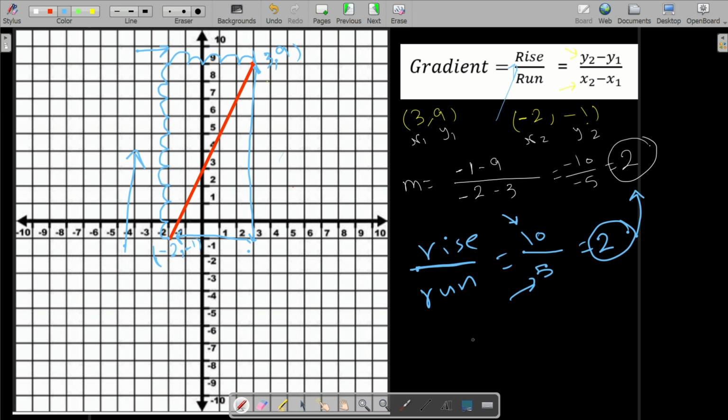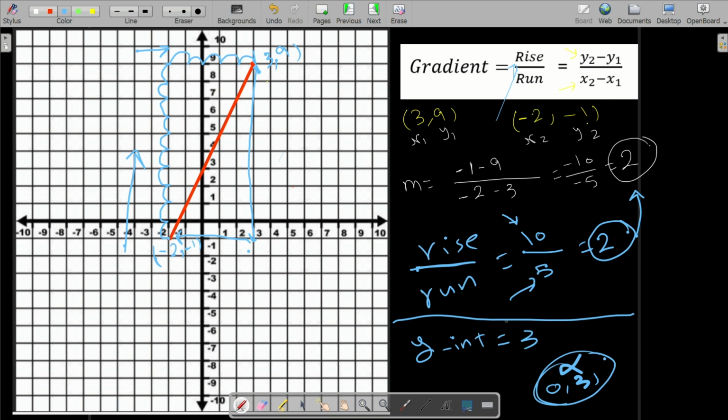What about the y-intercept? The y-intercept is the point of intersection with the y-axis, or the part which was cut on the y-axis. If you take a look here, our red line is intersecting the y-axis at this point. So this point here is what? This point here is 3. So simply you can say that the y-intercept equals 3. Don't write the point, don't write 0 and 3. This is completely wrong. Don't write that. You just write 3 as the y-intercept.